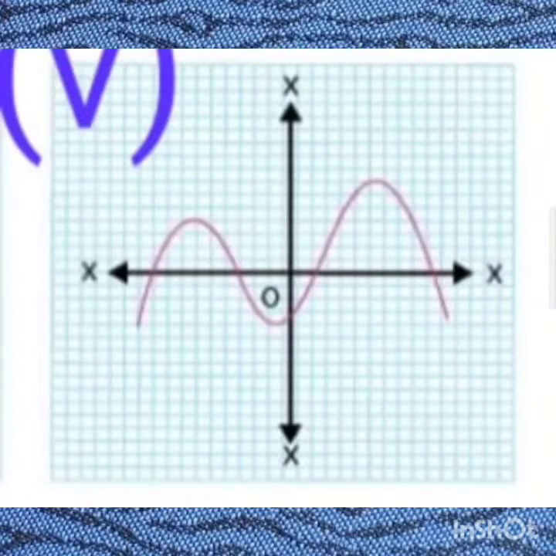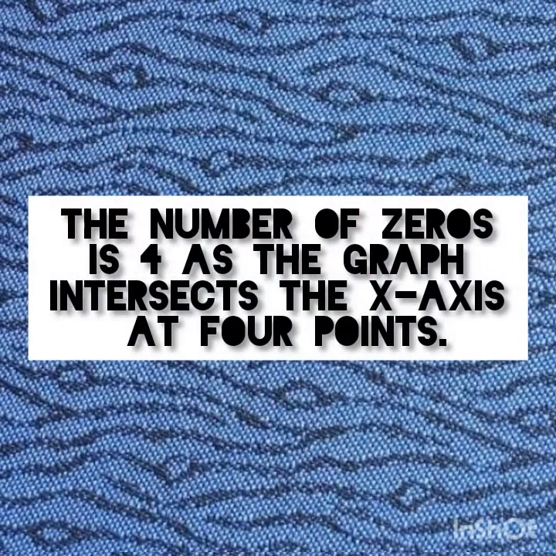This is the fifth graph. Just observe, look at the graph. Let's calculate the number of zeros for this graph. First you can see the points of intersection on the x-axis: first point, second point, then on this side the third point, and here the fourth point. So, my dear student, we can say that the number of zeros is 4, as the graph intersects the x-axis at 4 points. Clear to you? Let's see the next.